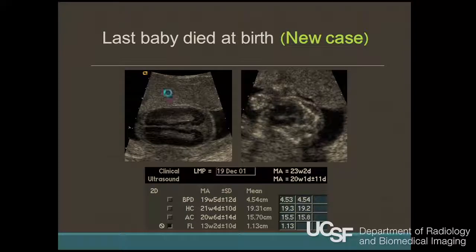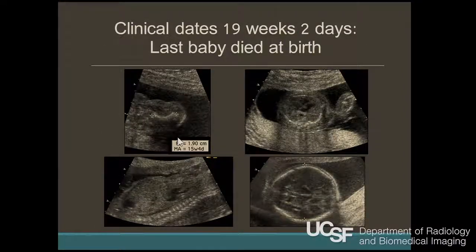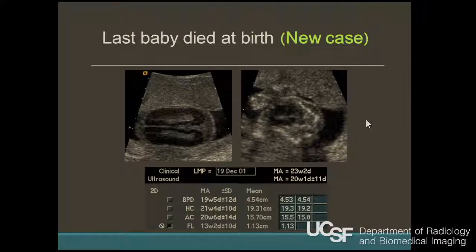So this is the first case. We've got a 19-week, 2-day fetus. This is the femur measure. It's measuring 15 weeks, 4 days. Then there's a couple other findings here. So see if you can decide what you think that might be. And then this is a companion case, view of the brain and the head.